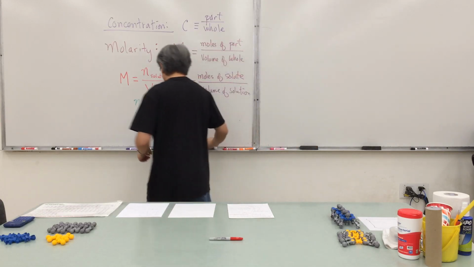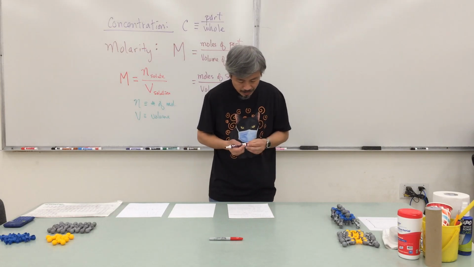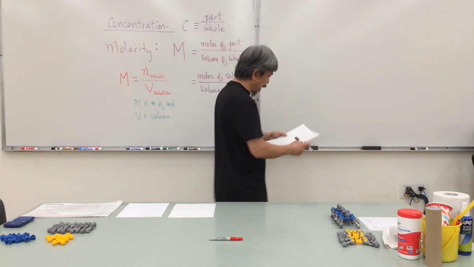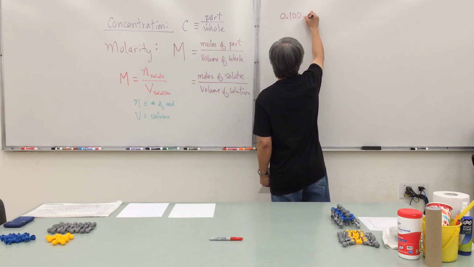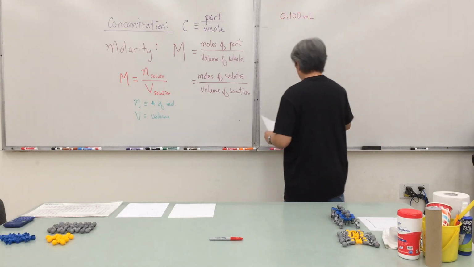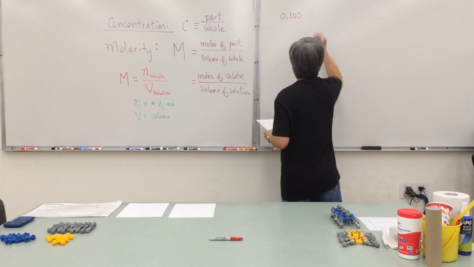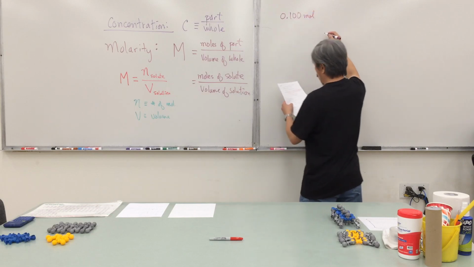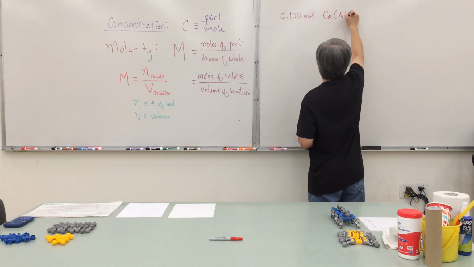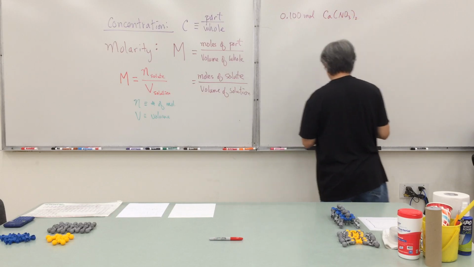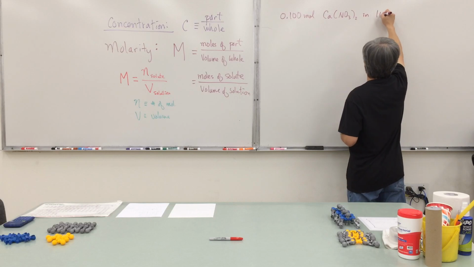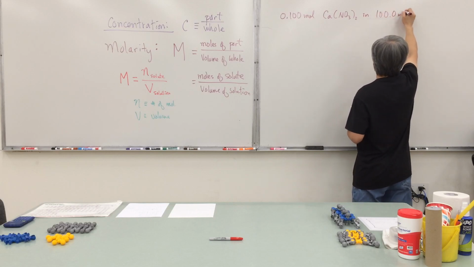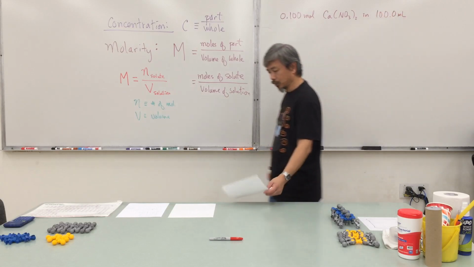So let's imagine I have a slightly different situation now. Let's do another example. Let's say that I have a 0.100 mole. Let's see, mole. So I have moles of Ca(NO3)2. So this is calcium nitrate. Okay, and let's say I have this dissolved in a solution so that I have a total of 100.0 milliliter of solution.